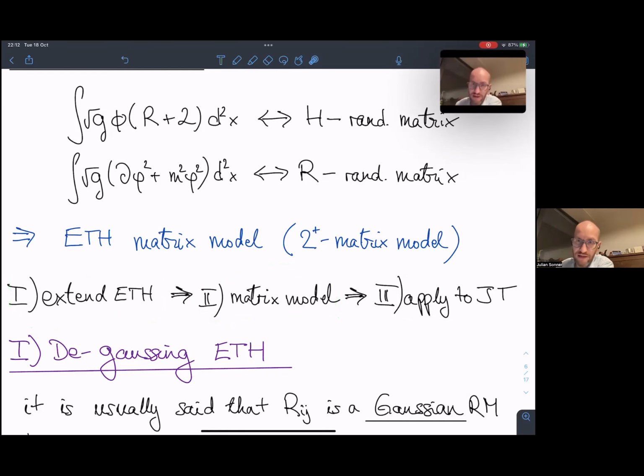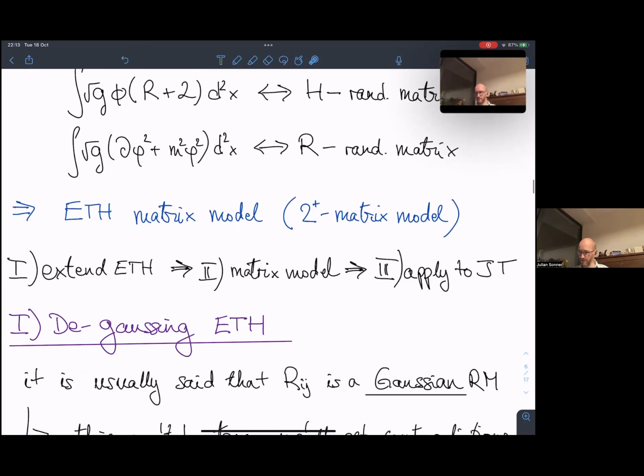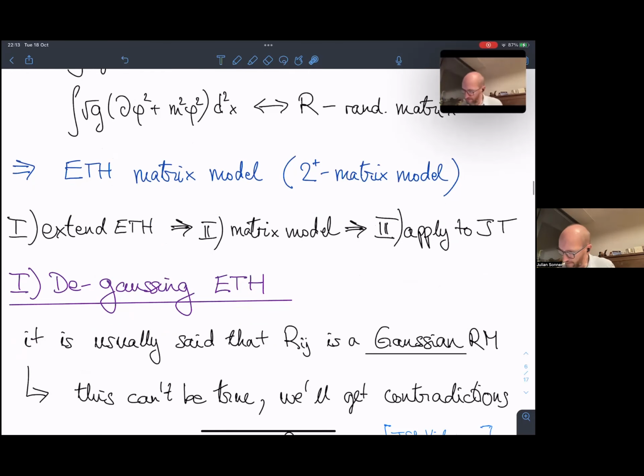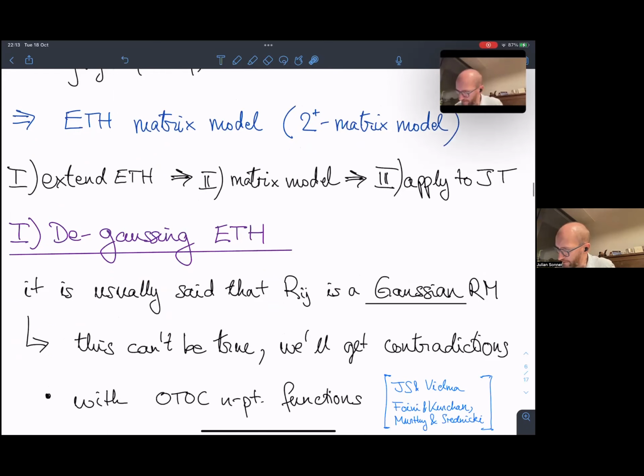But I do want to emphasize again that this structure, 1 and 2, is something that is of independent interest. The application to AdS/CFT or JT plus matter is just one of what I hope are many applications that the structure can have. Okay, so let's go and extend the eigenstate thermalization hypothesis.